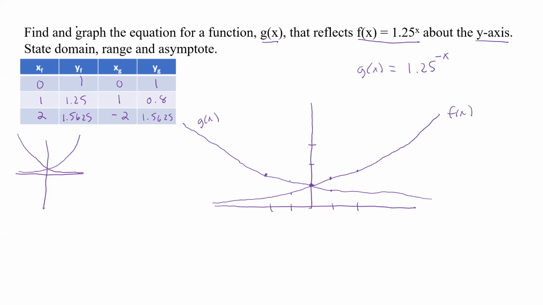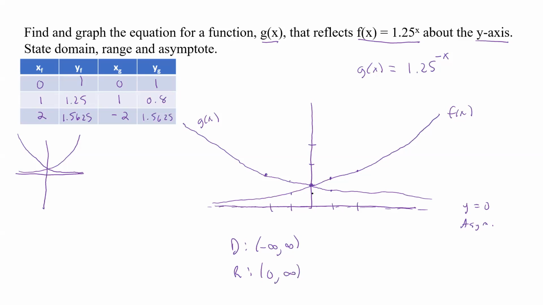And so what we want to know is the domain and range and asymptote. Well, our asymptote's still going to be that line there. So y equals 0 is the asymptote. Now, no matter which way we look at this, the domain and the range are going to be the same. The domain basically is going to be from -infinity to +infinity. And our range is going to be from basically the 0, our asymptote, all the way up to +infinity.